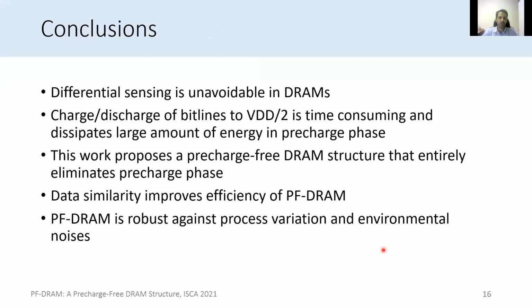Okay, charge and discharge of bit lines in conventional DRAMs to half fidelity during the pre-charge phase is a time and energy consuming process. This work proposes a DRAM structure called PF-DRAM with slight modifications in the conventional DRAM sense amplifiers that entirely eliminates the pre-charge phase, which improves DRAM latency and energy consumption. Data similarity improves the efficiency of PF-DRAM, and PF-DRAM works great in parallel execution of multiple workloads.